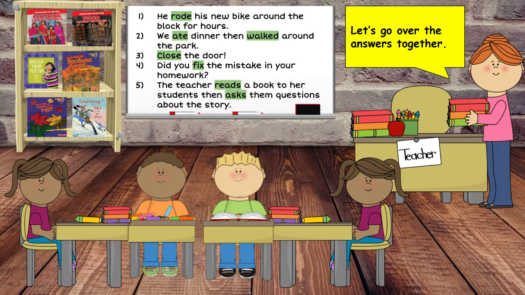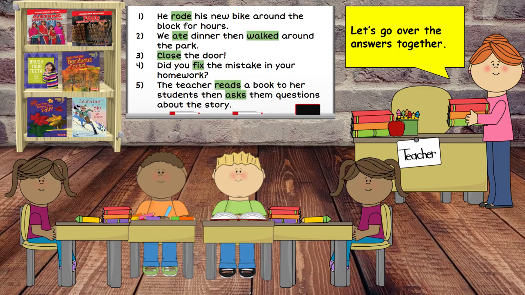Close the door. Close is the action word in the sentence. It is the verb. It has been highlighted. Number 4. Did you fix the mistake in your homework? Fix is the action word in the sentence. It is the verb.